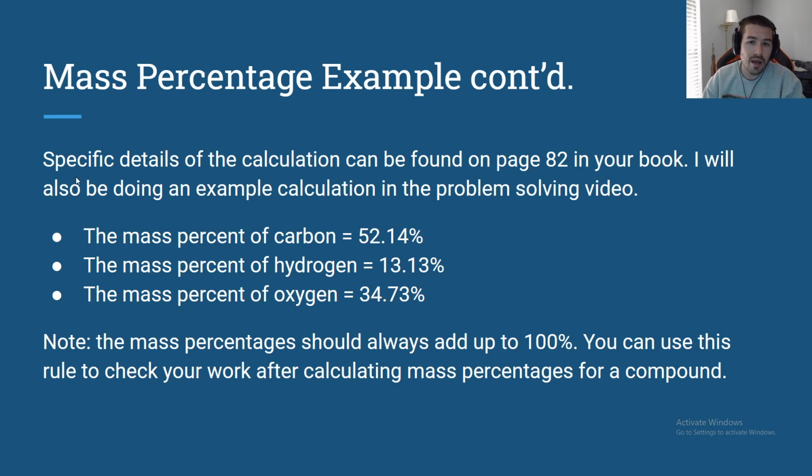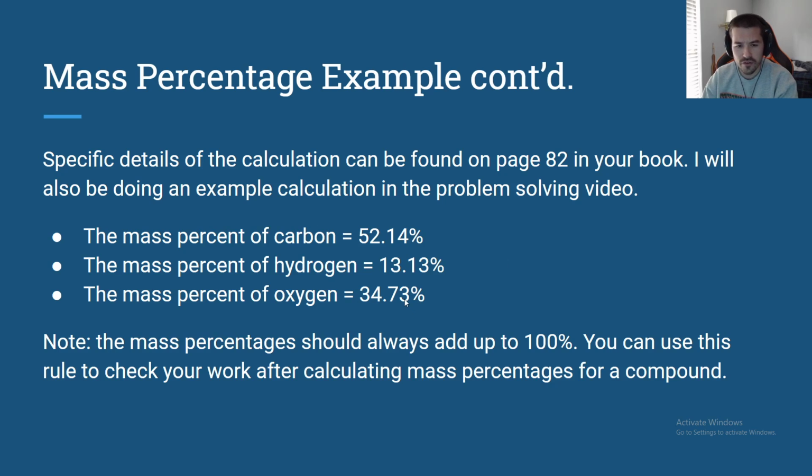I am not going to go through the math in this video, because this is just supposed to cover the notes, the content, the ideas. In the problem-solving portion of the video, I will be doing a full example of how to calculate mass percentages. You can look up the specific details of this calculation on page 82 in your book, so 81 and 82 go through the calculation. The mass percentages that we get for ethanol: carbon makes up 52.14%, hydrogen makes up 13.13%, and oxygen makes up 34.73%.